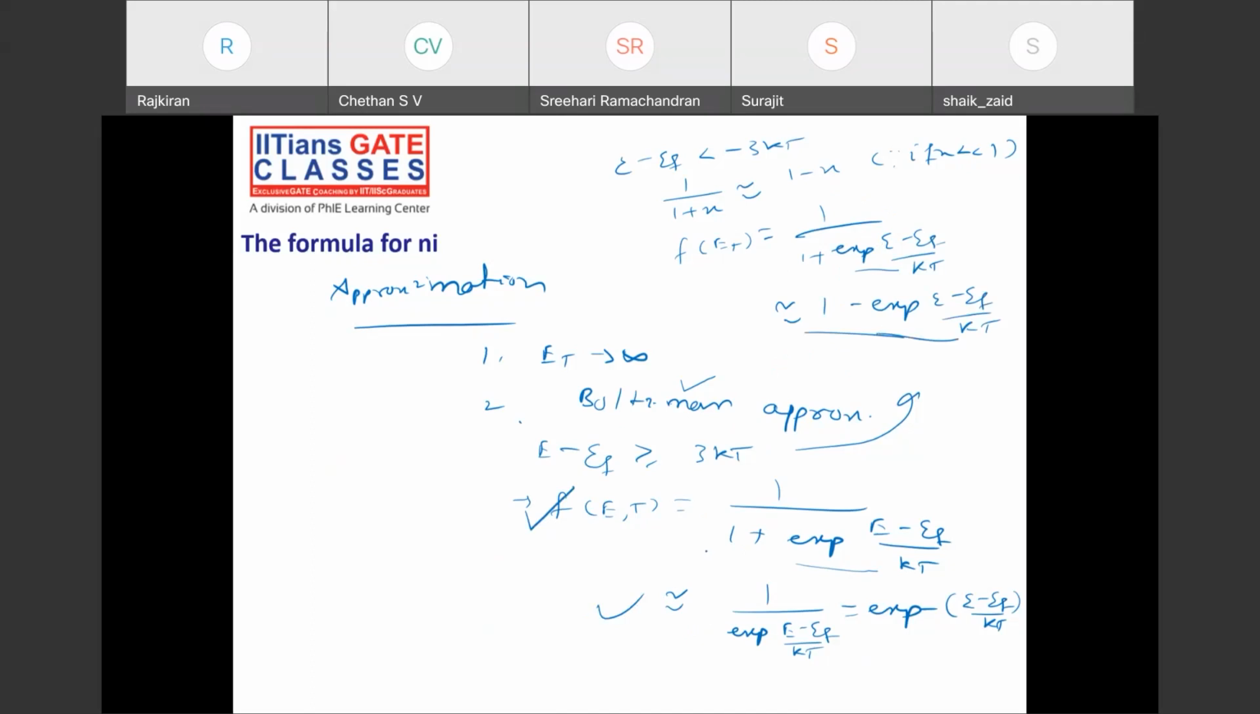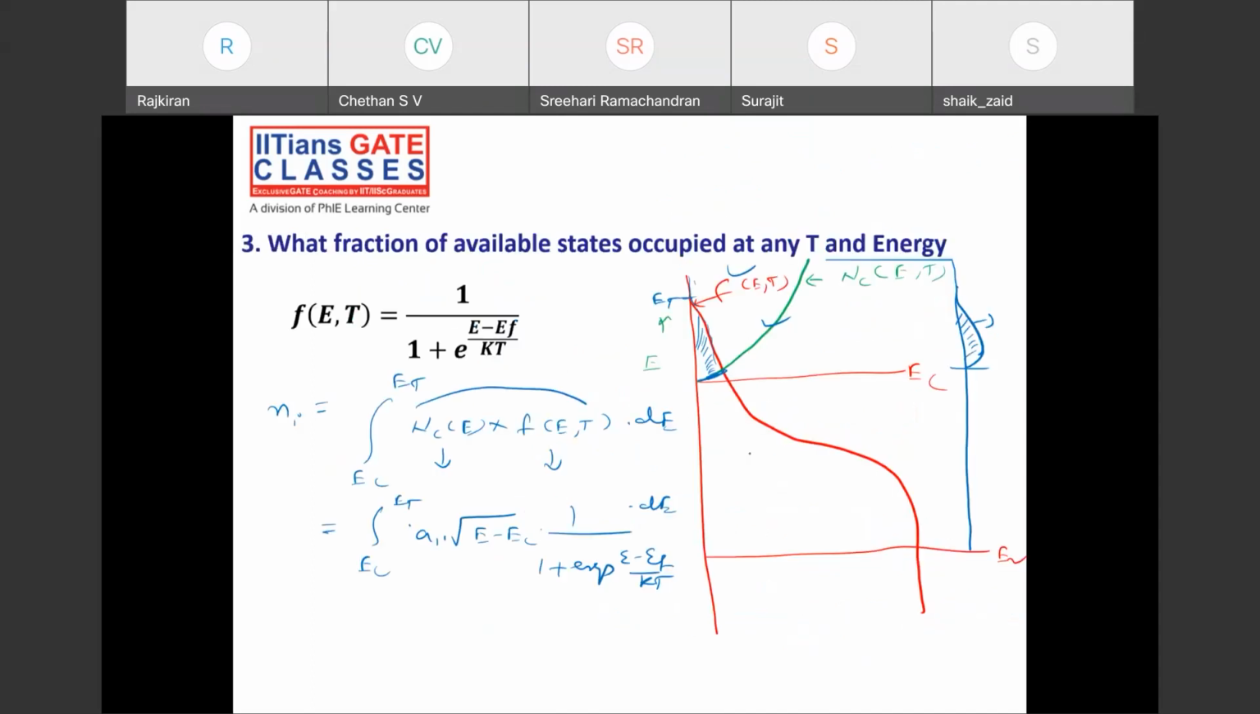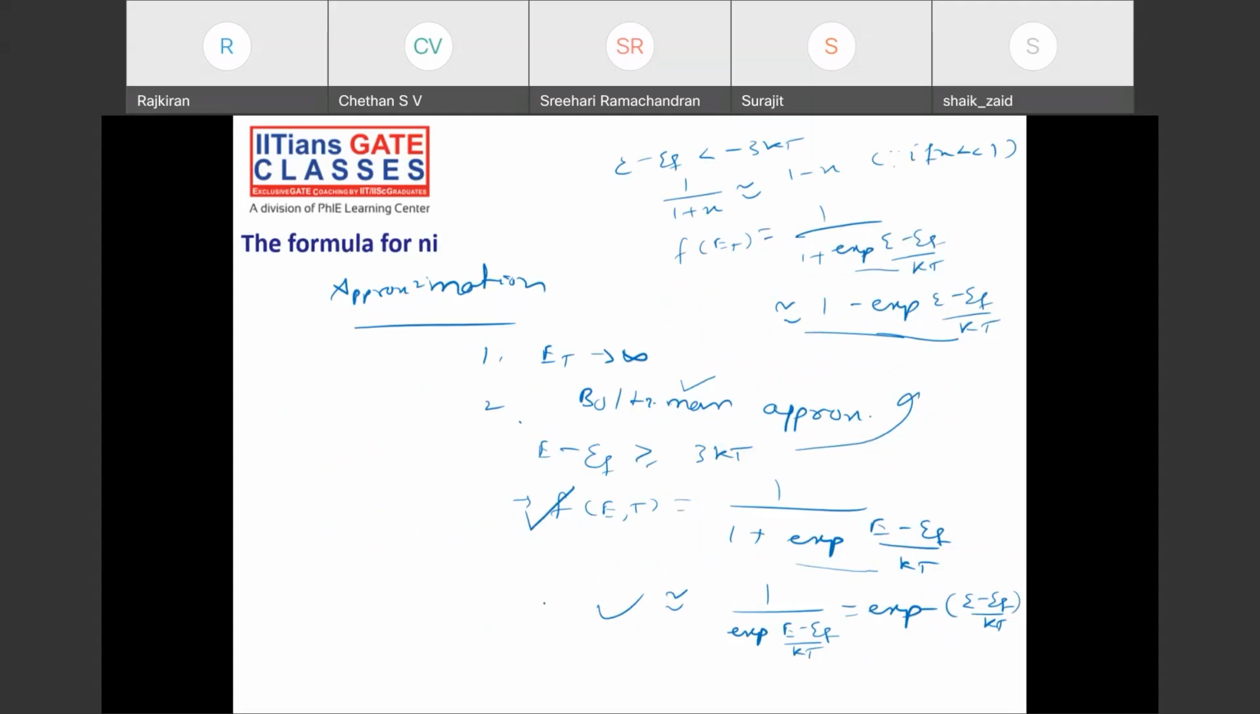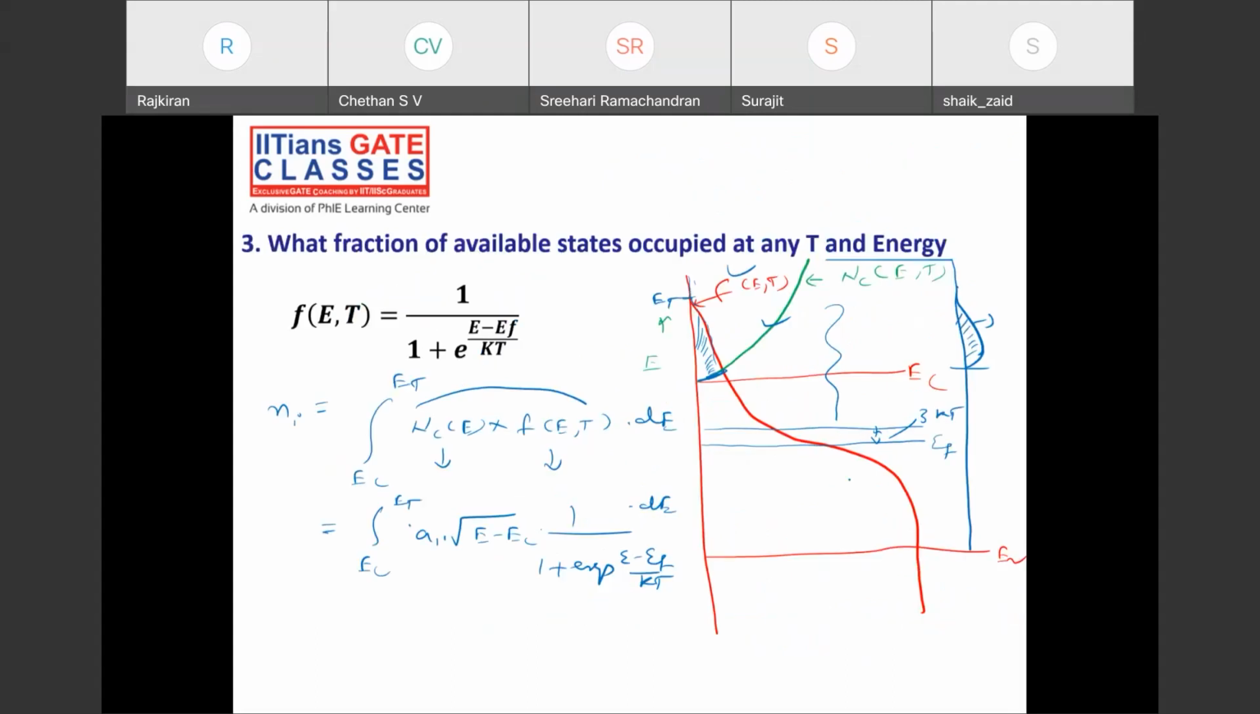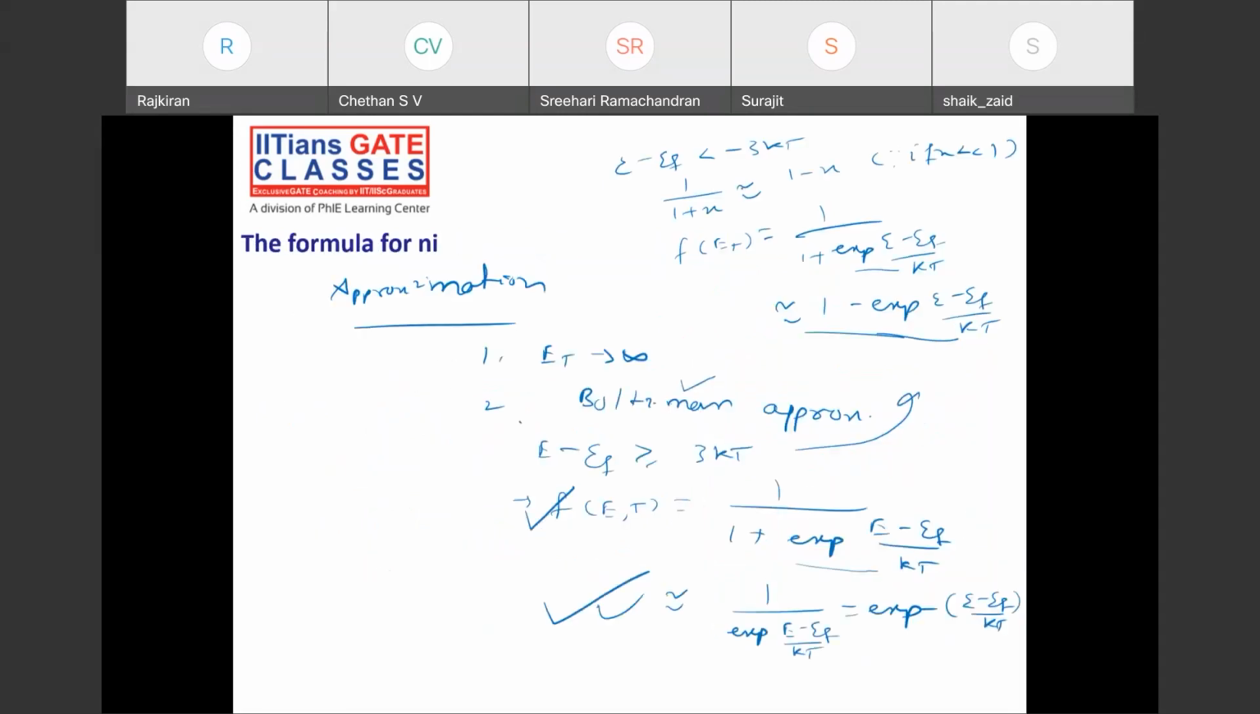Clear? Suppose this is my EF. Whatever energy is above 3 kT, suppose this is my 3 kT, whichever levels are above 3 kT, I can approximate in that range as this one. Clear? And the energy levels more than 3 kT below EF, this entire range I can approximate as this curve. Clear? This approximation? Clear.